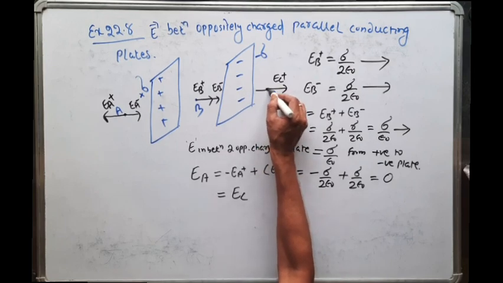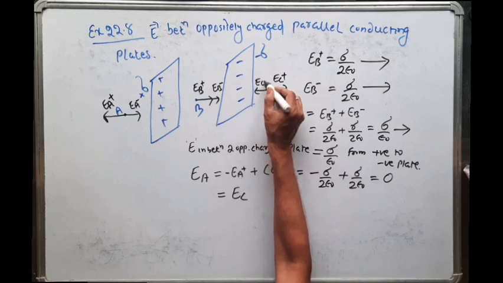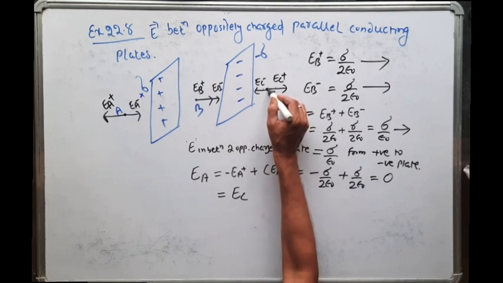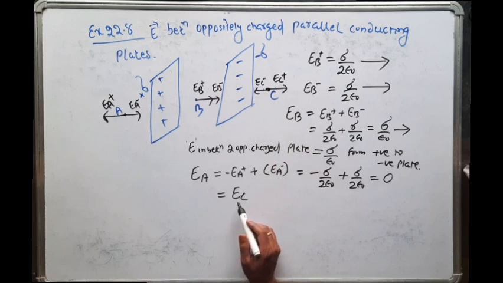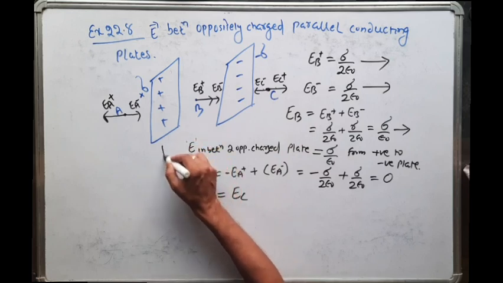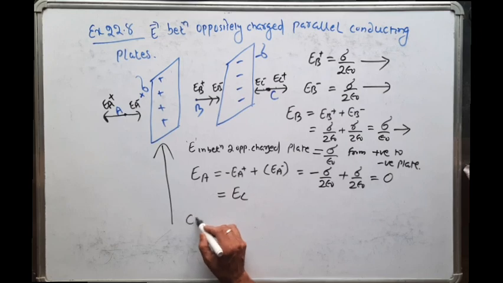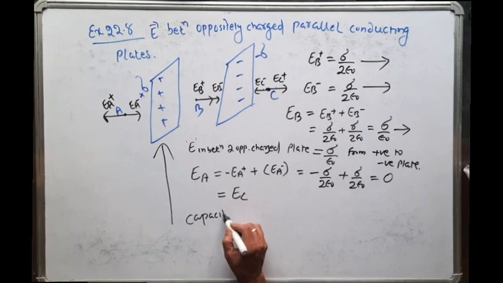Negative plate means towards it. So this is your EC minus. So both electric field intensities are equal and opposite. So the net electric field intensity is 0. This example is actually a parallel plate capacitor.